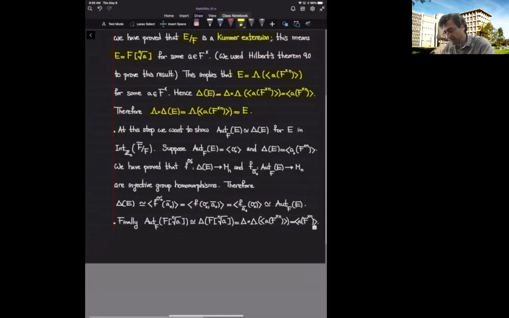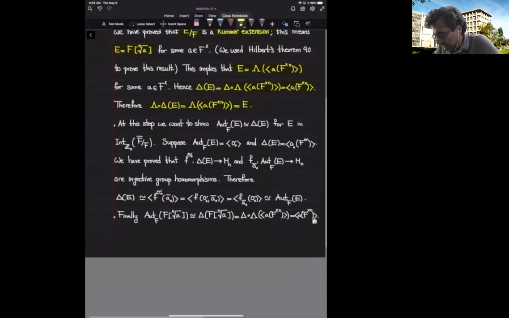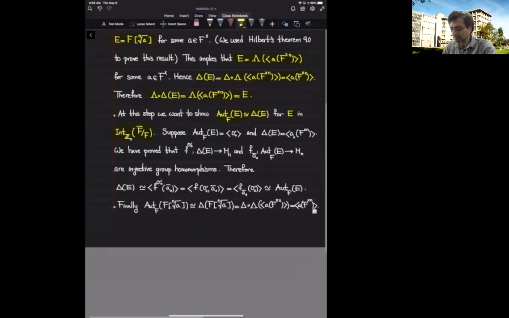At the final step, I want to point out that the group of automorphisms of this field extension is isomorphic to delta of E, as soon as E belongs to this. E over F is a cyclic extension, and the degree of the extension divides n. So suppose that this side is generated by sigma naught. I know the other side is also cyclic, so suppose that the other side is generated by the coset represented by A naught.